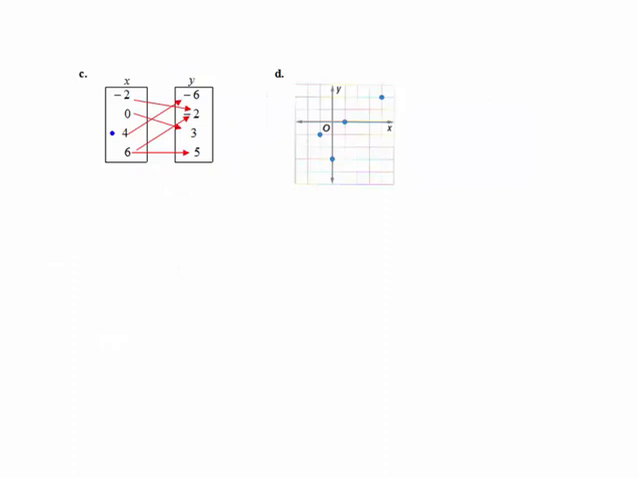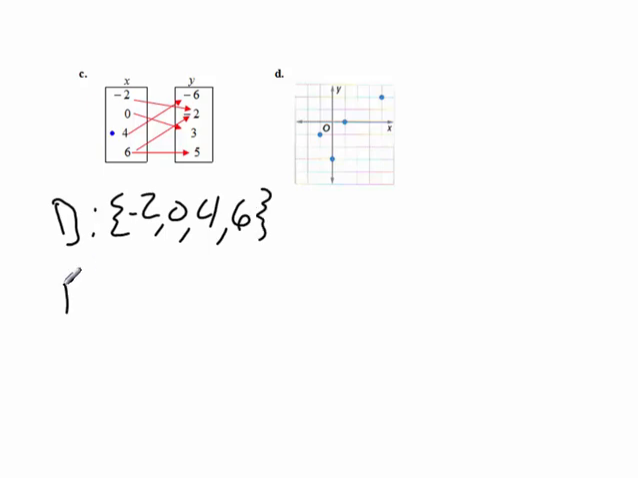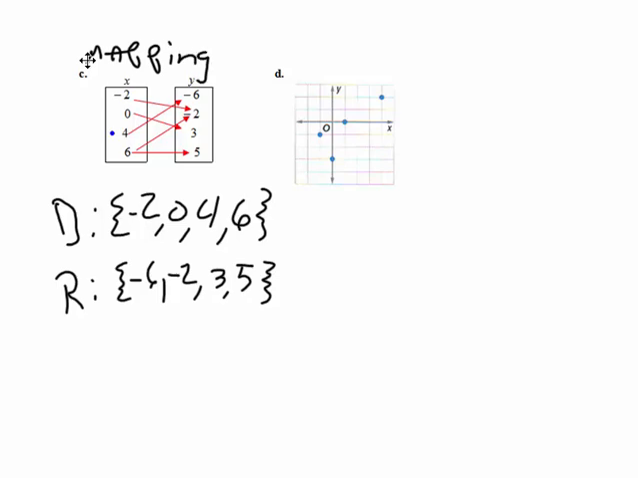Alright, we got 2 more examples we want to try here. For C, let's state the domain. The domain, again, being our x values. The domain, we have -2, 0, 4, and 6. And the range, we have -6, -2, 3, and 5. Now the mapping here, this is a mapping. And this mapping shows us that -2 is associated with -2. 0 is associated with 3.